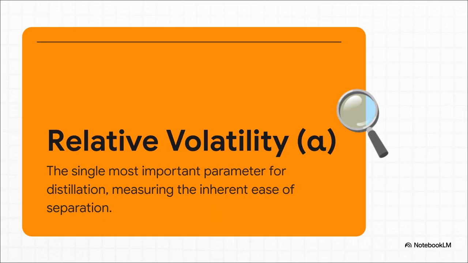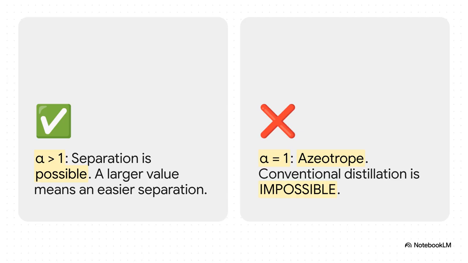Now, specifically for a separation process like distillation, there is one number that is king. It's called relative volatility, or alpha. This is a fundamental thermodynamic property that tells you how easy or how difficult it will be to separate two chemicals. It's basically a ratio of their tendency to vaporize. A high alpha means one chemical is way more eager to turn into a gas than the other, which makes separating them a breeze. And the value of alpha tells you everything you need to know.